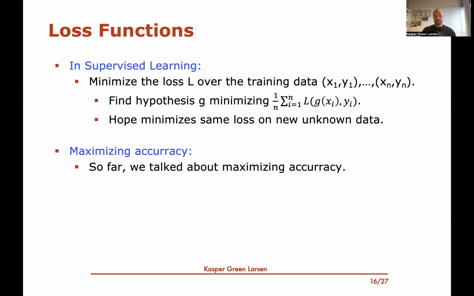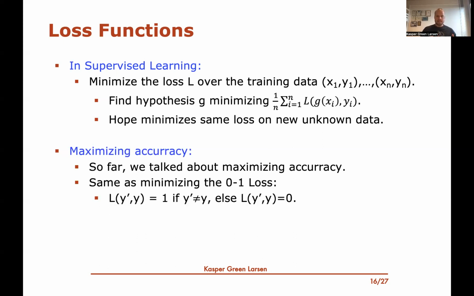Okay. So in all the previous videos, we looked at mainly maximizing the accuracy, right? We want to get as many things correct as possible. Let's just see that this can be captured by minimizing a loss instead. Basically, maximizing the accuracy is the same as minimizing what's called the 0-1 loss.